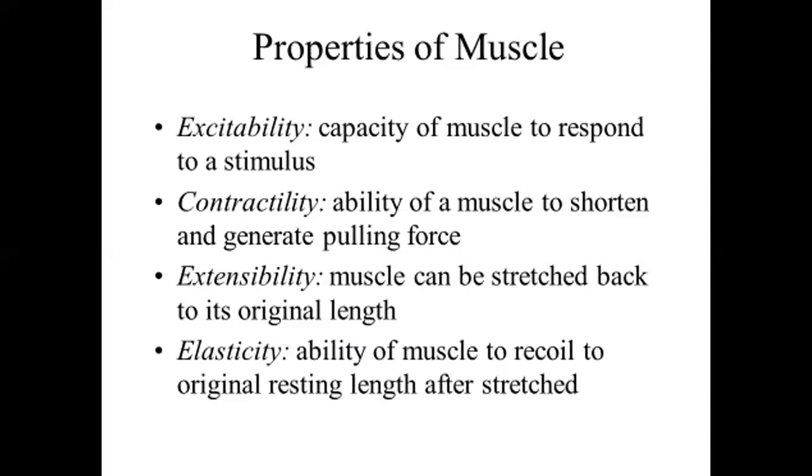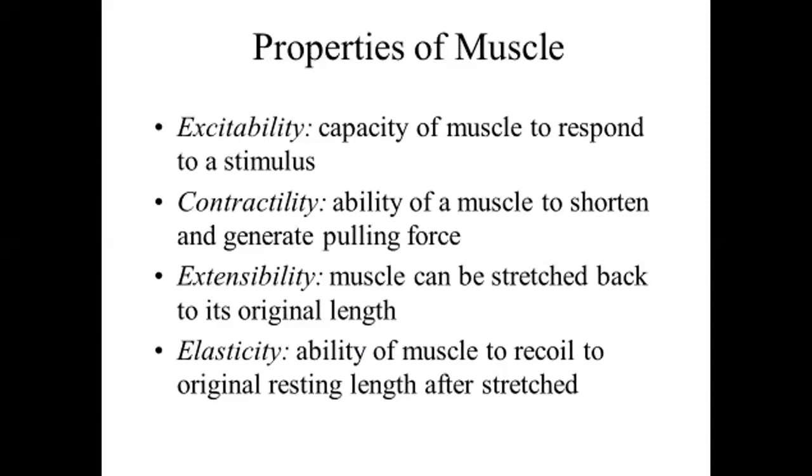Then the other property is extensibility. Extensibility means that the muscle can be stretched. So it can be extended. When you stretch a muscle, it's going to extend. So that property is called extensibility, the ability of the muscle to stretch. Once you pull on the muscle, it can be stretched. Why? Because you have an elastic component to the muscle. Those connective tissues, the fascia that are covering the muscle, the epimysium, the endomysium, the perimysium, once you pull on them, they can be stretched.